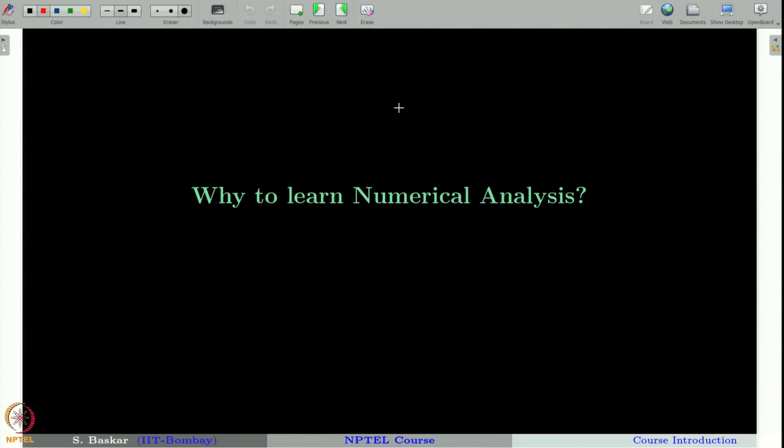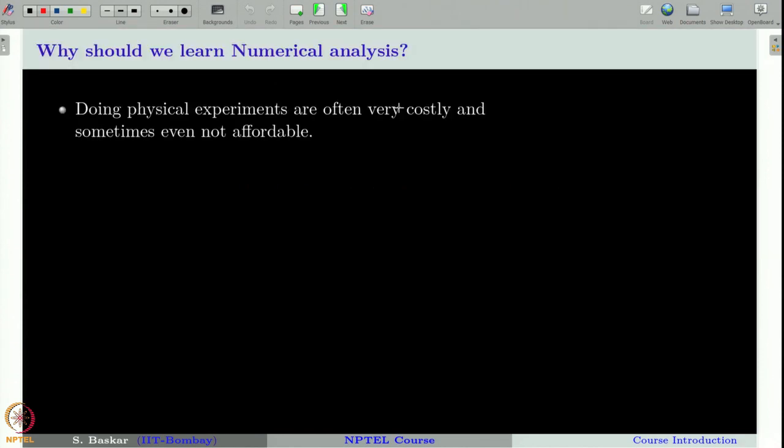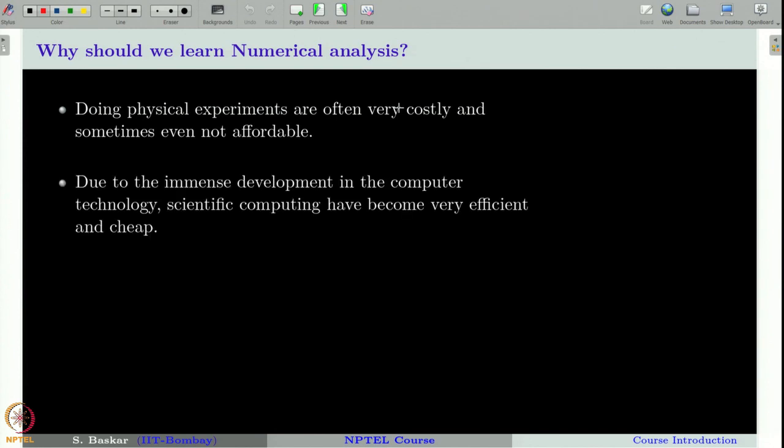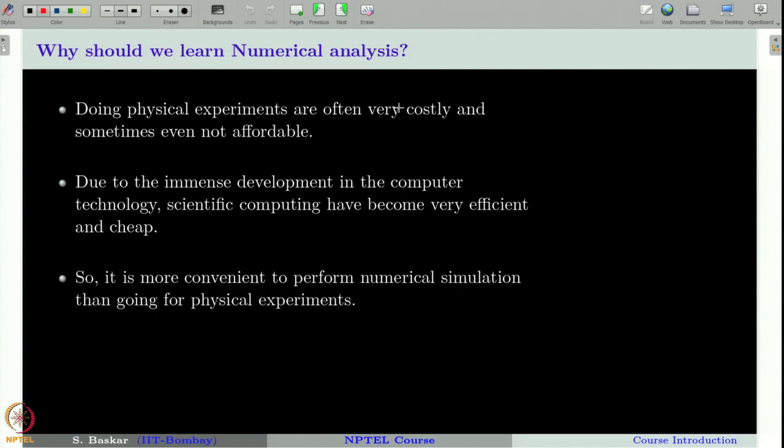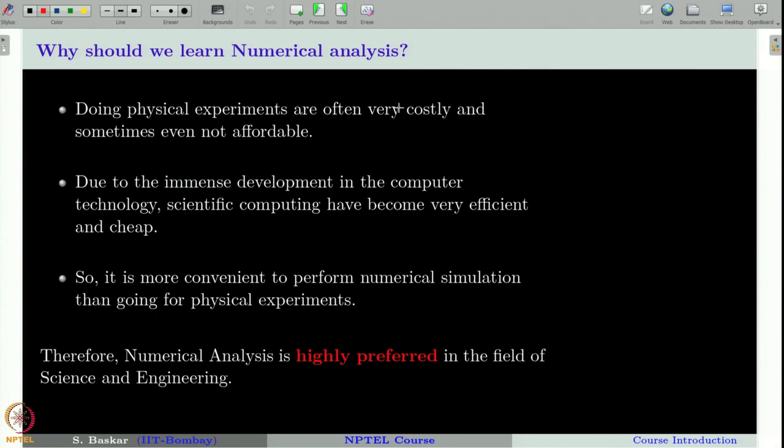Our next question is, why learn numerical analysis? Well, as I told you, to understand certain physical problems, one way to do it is to perform experiments on these physical problems. But often, physical experiments are very costly and even sometimes not affordable. Due to the immense development in computer technology, scientific computing has become very efficient and cheap. So, it is more convenient to perform numerical simulations than going for physical experiments quite often. Therefore, numerical analysis is highly preferred in the field of science and engineering.